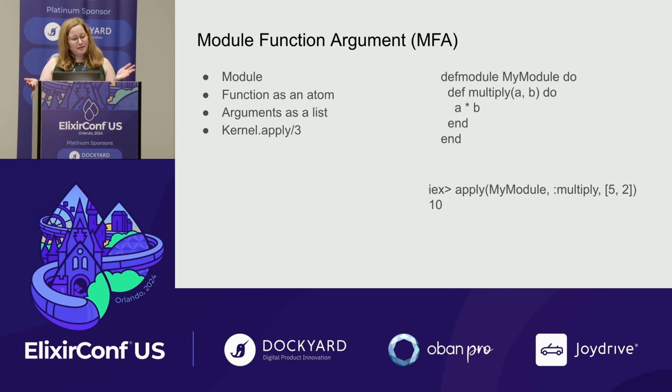MFA, we talked about this in a couple other presentations this morning as well. It's module function argument. So module as your module name, function as an atom, arguments as a list, and we use this a lot in this case for Kernel.apply/3. So let's look at our example. We have my module, multiply, and it takes in 2 arguments, and this is how we'll call it. You'll see this a lot: apply, my module, multiply as an atom, and then the list of the args in order.